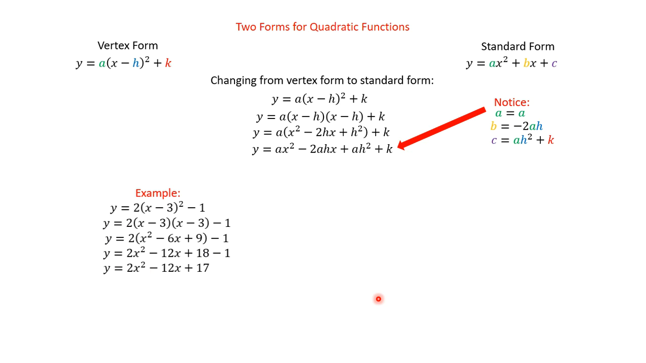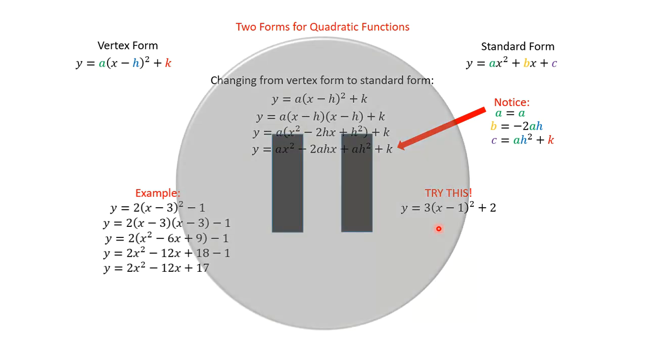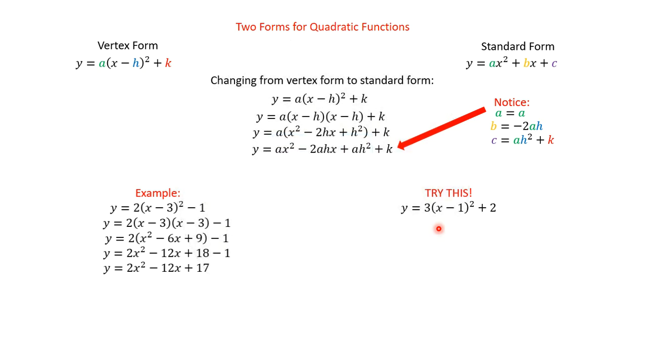So try this one. Same basic idea. y equals 3 times (x minus 1) squared plus 2. Go ahead and pause the video, try it, and then when you're ready, push play. How did it go? Did you go (x minus 1) squared equals x squared minus 1? Or x squared plus 1? If so, pause the video, do it again, not being that guy.